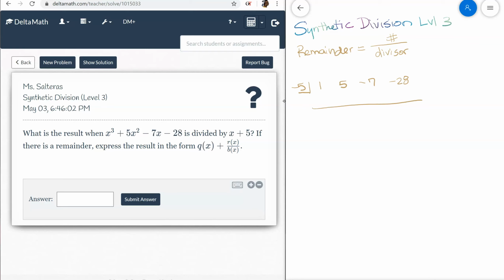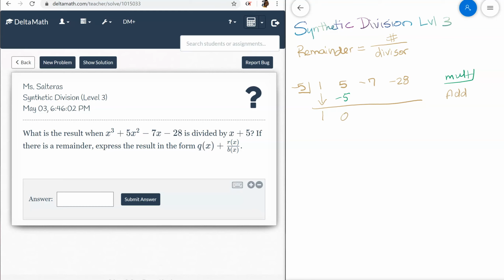All right, here's my line. Okay, and the first one's nice and easy. We're just going to bring down that 1. We're going to go ahead and multiply. So here I'm going to use green, multiply with what's in my little box. So 1 times negative 5 is negative 5. And then we're just going to add straight down. So multiply and then add straight down.